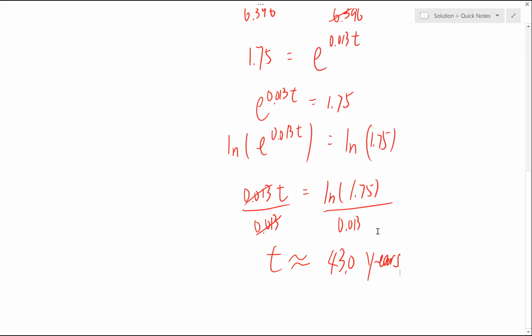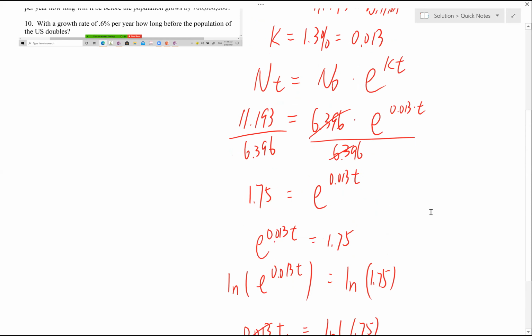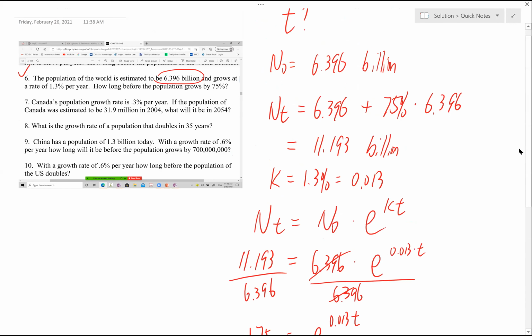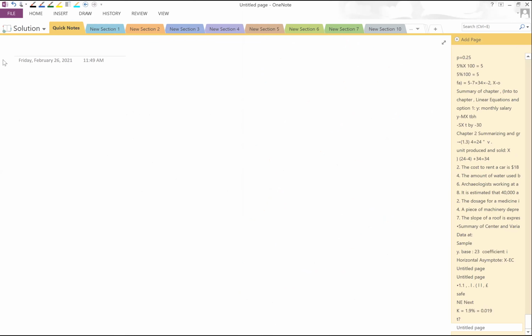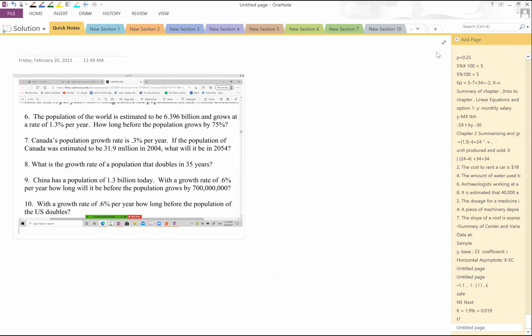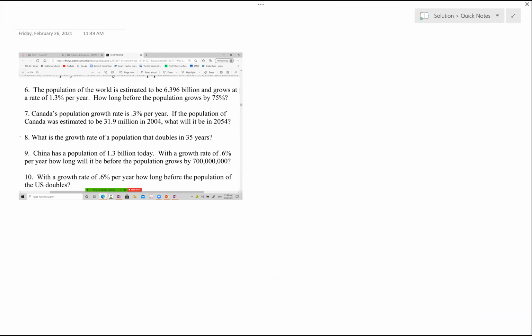Okay, for the world population to gain additional 75%. Okay, so that's the solution for question 6 and question 8. What is the growth rate of a population that doubles in 35 years?